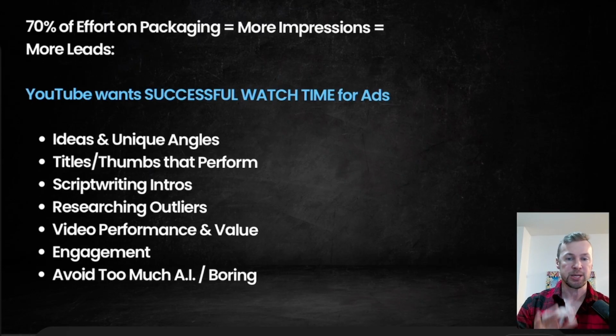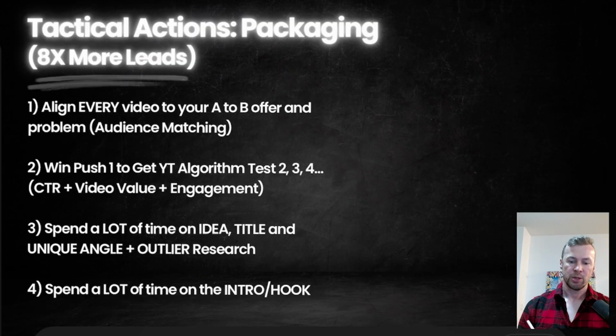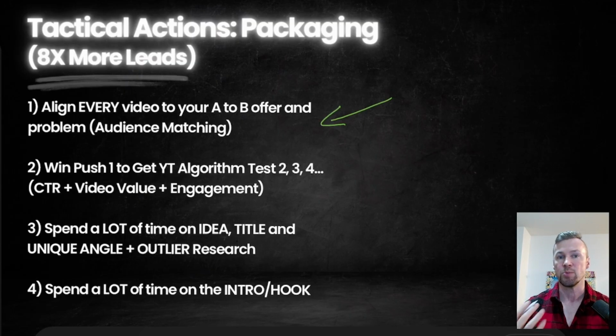And that's the ideas and unique angles, titles and thumbnails that perform, script writing your intros so that they're really effective, and hooks, researching outliers, and the actual video performance and engagement in the first place. And this is why AI channels, faceless channels can really, really struggle. So we need to put a lot more effort into packaging if we want to get 8 times more leads out the other end. And it starts with, again, treating your channel as a business, knowing the exact A to B one problem and offer that you're going to solve for a particular group of people, so that the algorithm has a chance to match the videos to that audience and do some audience matching.